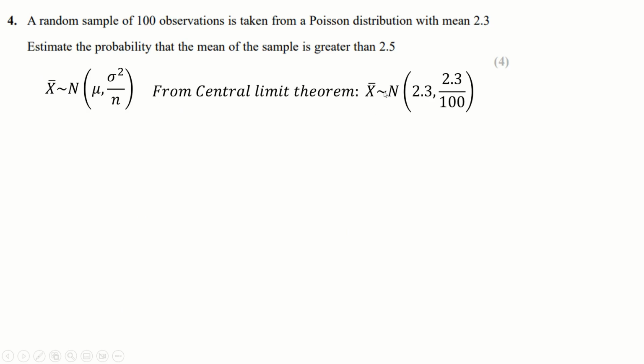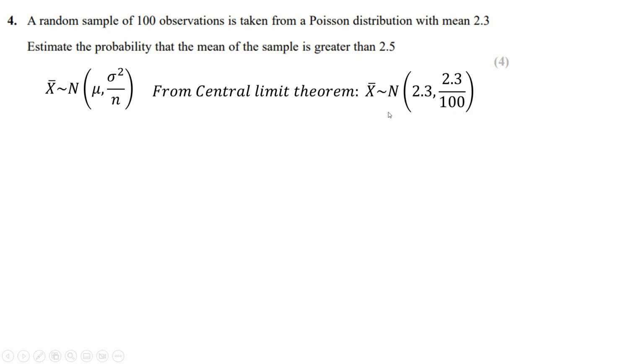So we've got x bar is approximately normal, with this as the mean, and then the variance is going to be sigma squared over 100. But of course, in a Poisson, the mean and variance are equal to each other. So we're just going to put in 2.3 for this, since this is the variance, sigma squared, and then divide by 100 because that's what this tells us to do.